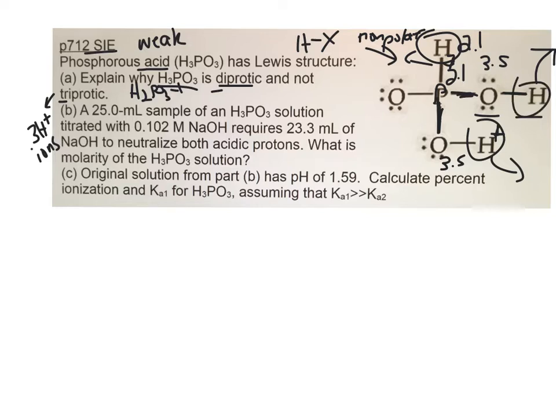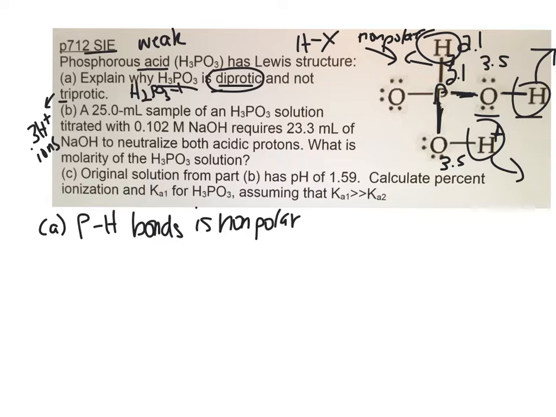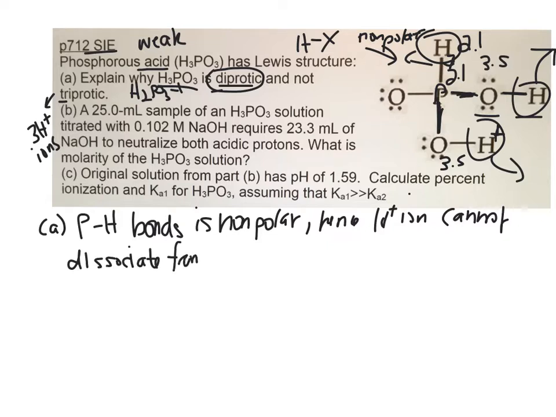Hence, that's why, in this case, H3PO3 is diprotic, because that P-H bond is nonpolar. Hence, that H ion cannot dissociate from H3PO3.